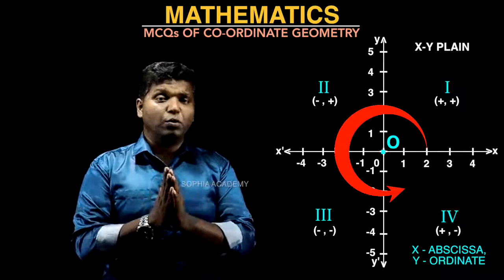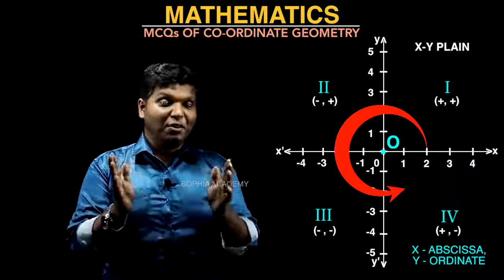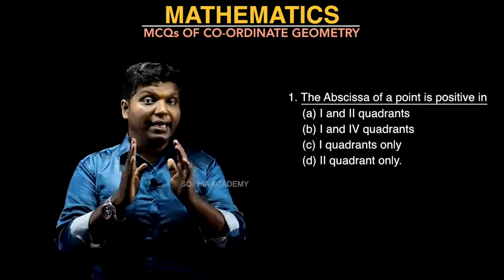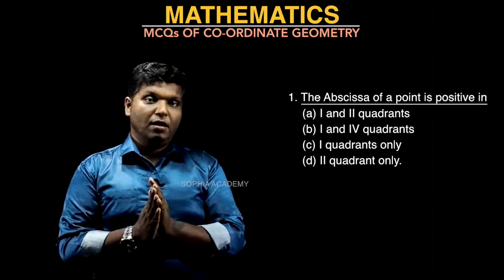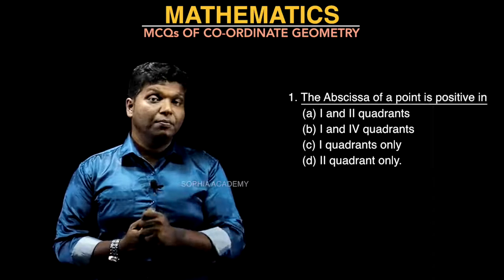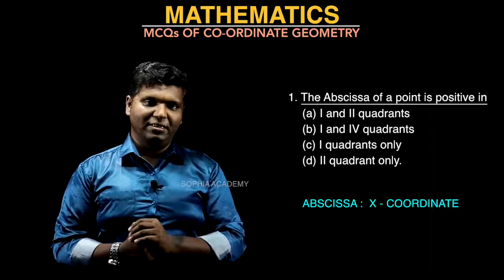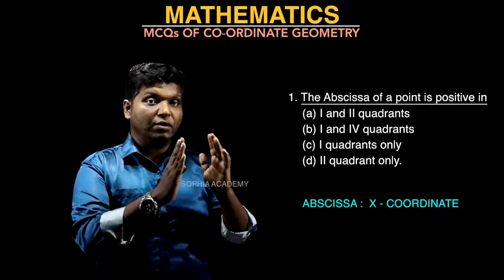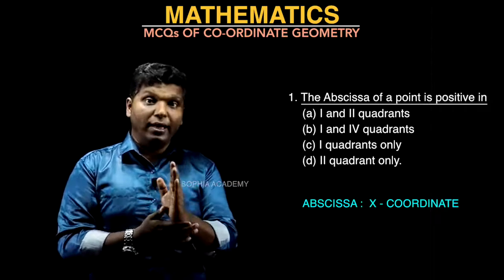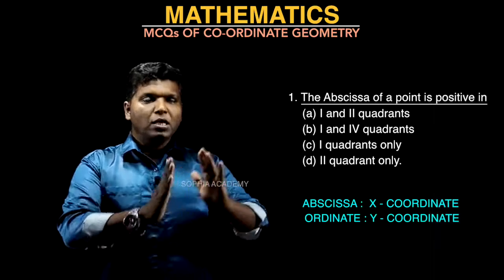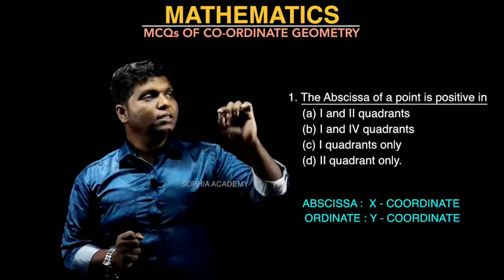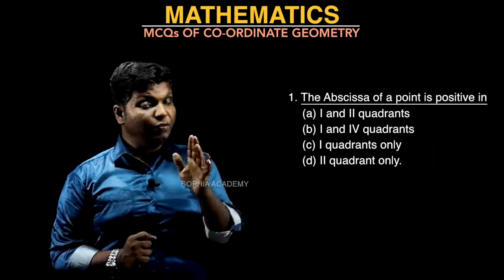So let us get into the questions one by one, and I will give you explanations and very fast you will understand one by one. So here was the very first question before you. The abscissa of a point is positive in. What does the word abscissa mean? Abscissa means the x coordinate. So when you see the word abscissa, it should come to your mind that it's about the x coordinate. And if it was ordinate, then you will think about the y coordinate, okay? So here it's the abscissa, so you have to focus on the x coordinate. So the question is, the x coordinate of a point is positive in which quadrant?